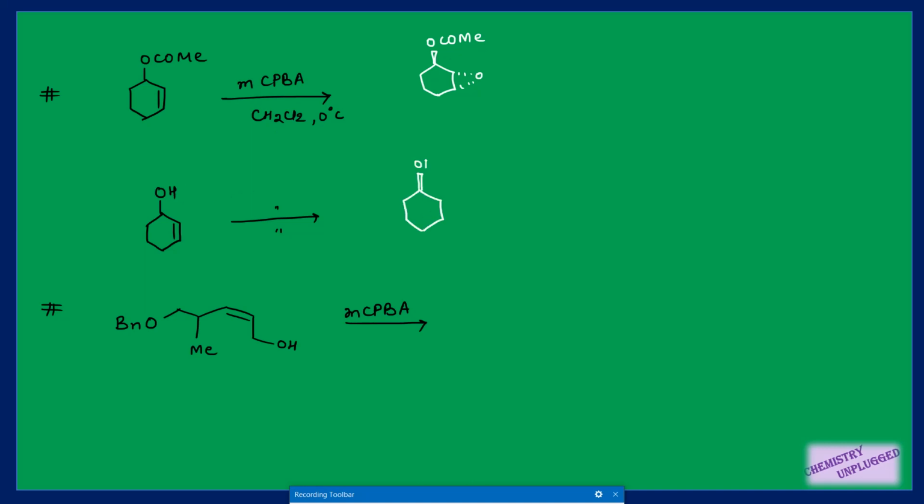So OH and epoxidation will be on the same side, right? So it is very simple. I will not go into detail of all this. Then you may have such a type of structure also, allylic alcohol, right?